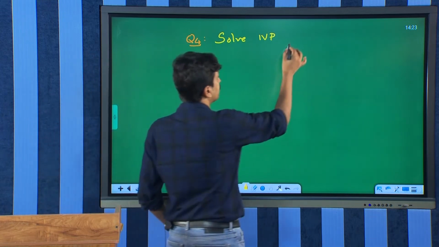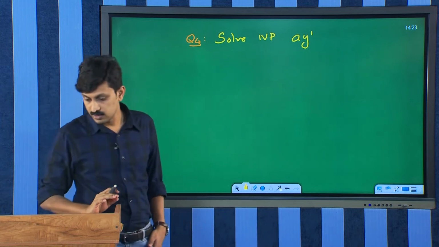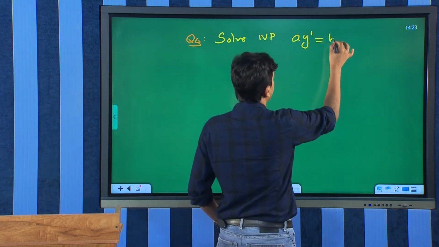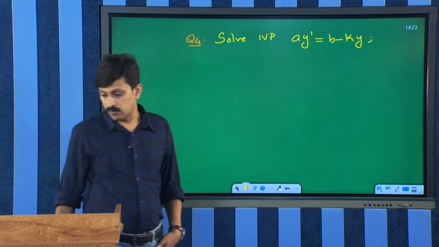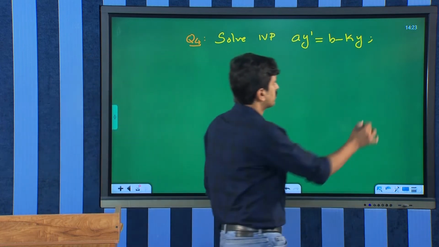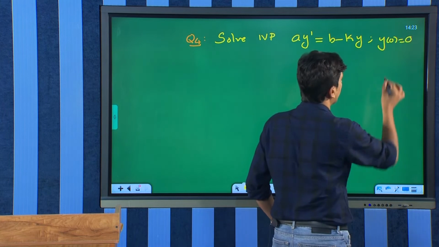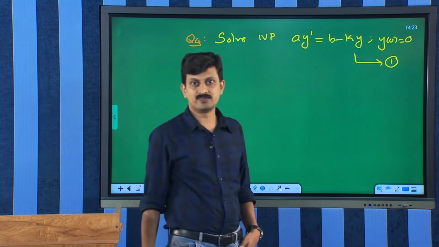a y dash is equal to b minus ky, with the initial condition y of 0 equal to 0, that is, the value of y is equal to 0 whenever the value of x is equal to 0.